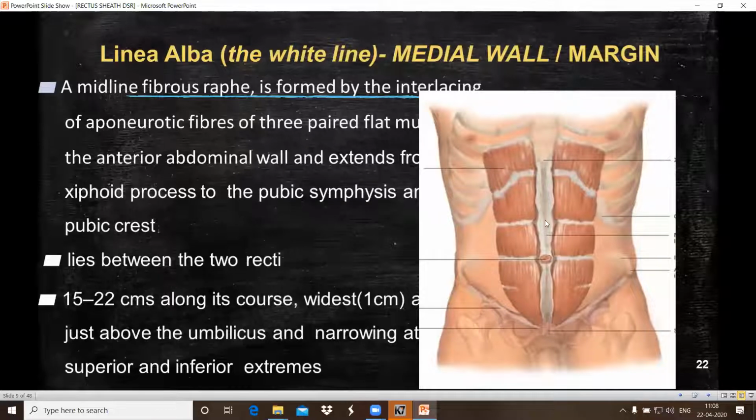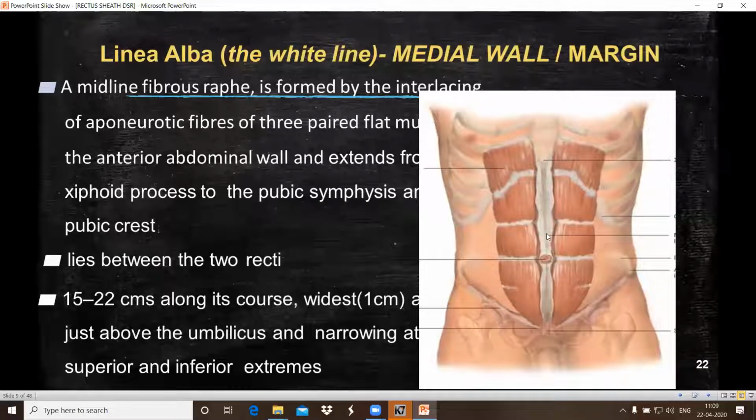How is it formed? It is formed by the interlacing of the three aponeurotic layers of the anterior abdominal wall, that means external oblique, internal oblique, and transverse abdominis. How much does it measure? It measures about 15 to 22 centimeters. Above the umbilicus, it is wider. Below the umbilicus, it is linear.